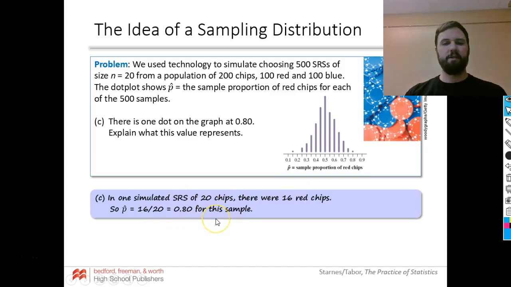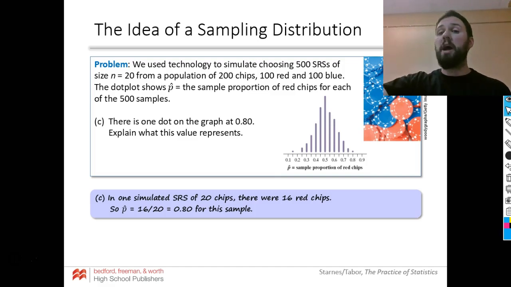Yeah, there it is. 1 time in the simulation out of 500. So really rare. If you grabbed out a handful and 16 were red, you would say, Miss Lynn, you're a liar. There's a very low probability of that happening.